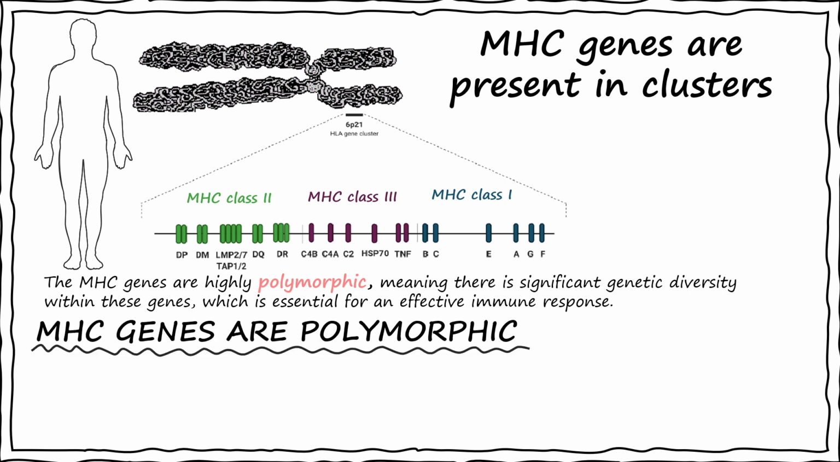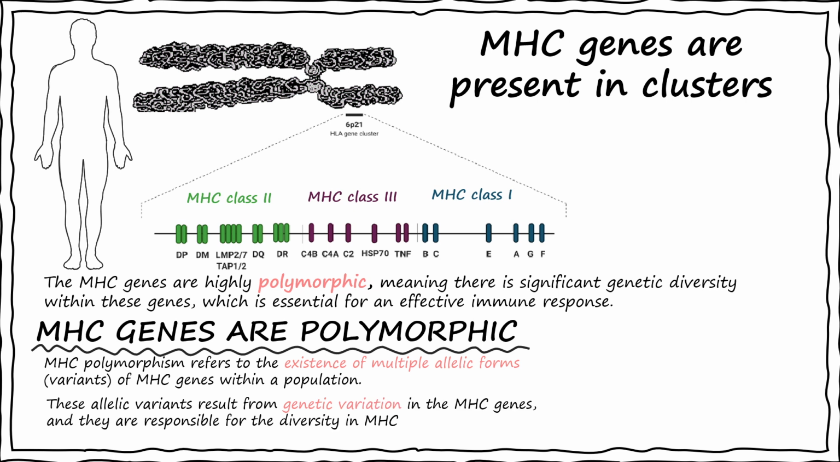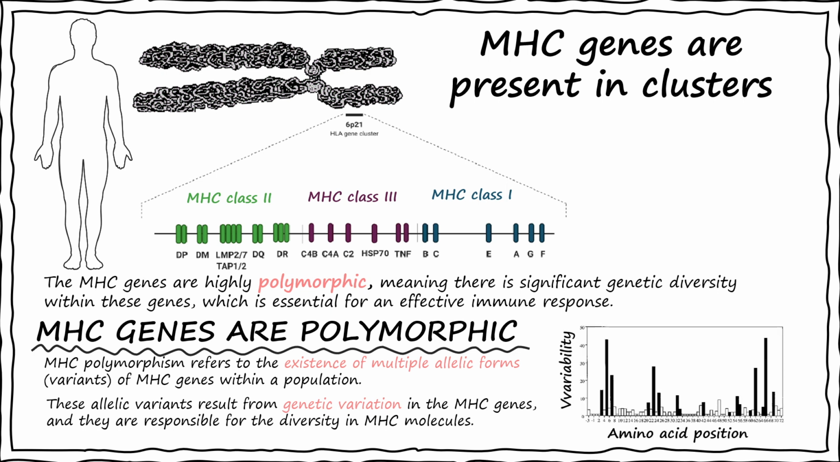And this is an important thing to remember, that they are highly polymorphic and they exist in multiple allelic forms within a population. And these allelic variations result from genetic variations in the MHC gene. It turns out the variation is not everywhere. The variation is in specific amino acid positions, which are known as hotspots, where there is maximum variability. And this accounts for the diversity of the antigens that can be presented on the surface of the MHC.